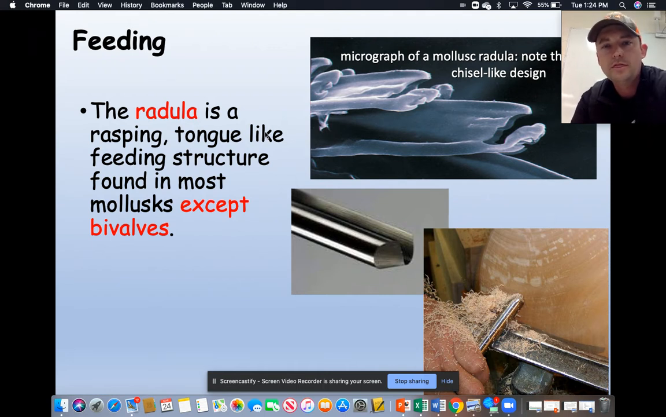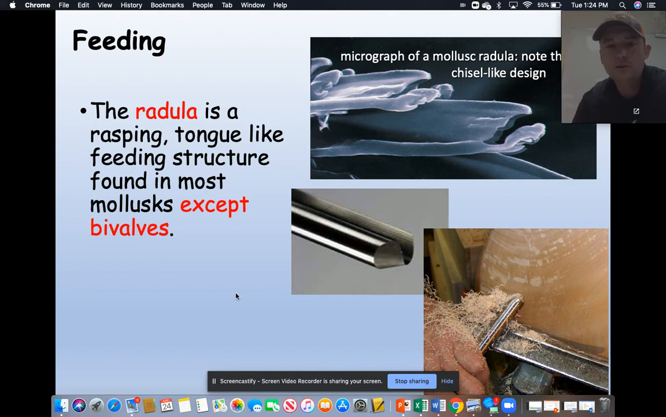So jumping right into the systems here, we note the tongue of most mollusks is known as a radula that is shaped like a chisel that carpenters use. At the top right here, you can see the micrograph of the radula, shaped very much like a chisel. On the bottom right here, we can see a carpenter using a chisel as it scrapes wood grains away.